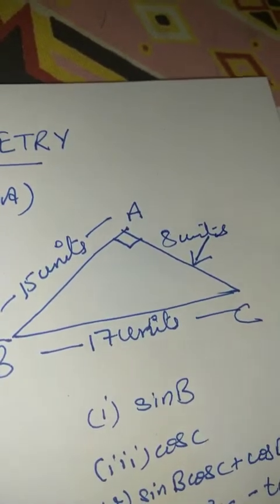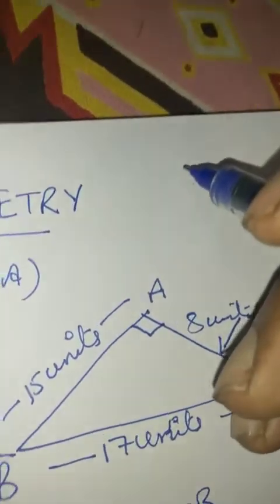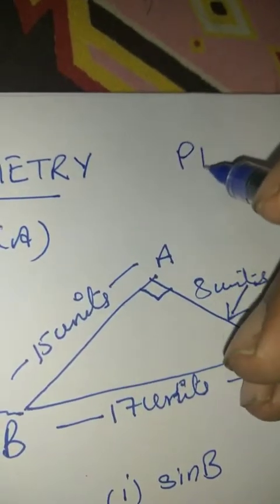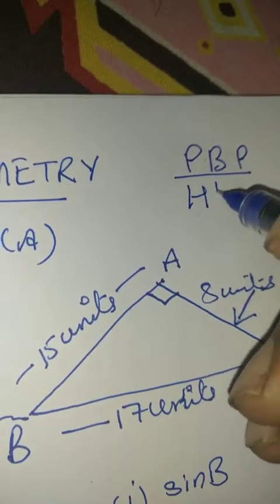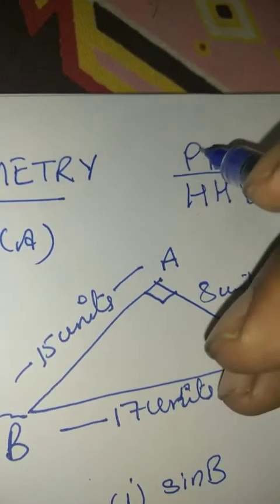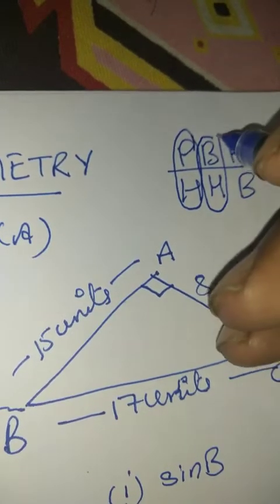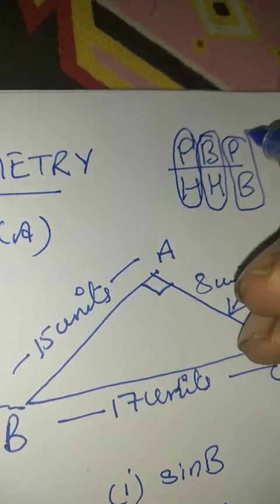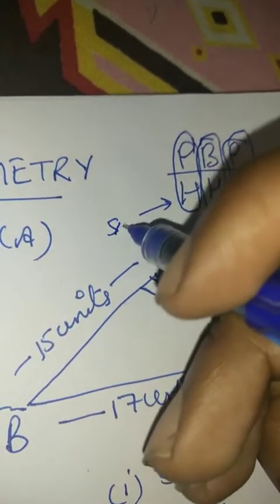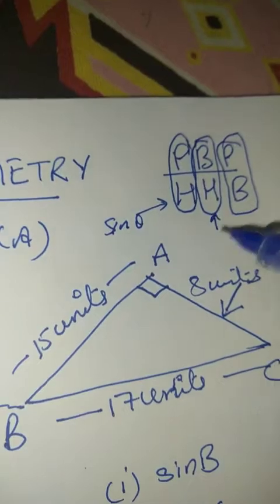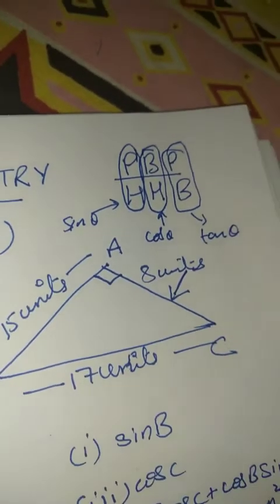So now we are having all the three sides given. Alright, but before we proceed, we need to be very clear with the trigonometric ratios. For that I have already told you that you can keep in mind PBP upon HHB. The very first one refers to the first trigonometric ratio, the second to the second trigonometric ratio, and so goes for the third one. Alright, this refers to sine theta, this refers to cos theta, and this refers to tan theta, isn't it?